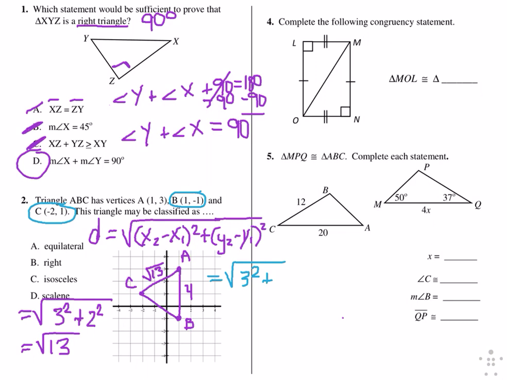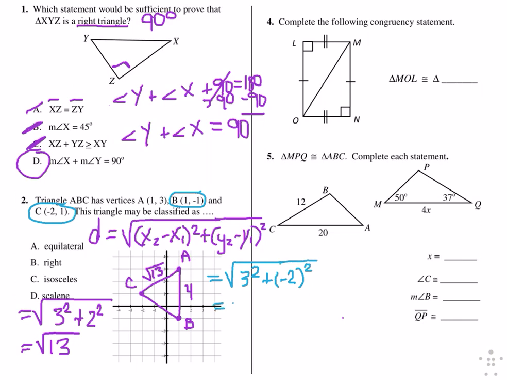Plus negative 1 minus 1. When you're subtracting, that's going to become a negative. So that's negative 1 plus a negative 1, which is really just negative 2. So I'll go ahead and put that in parentheses, negative 2 squared.